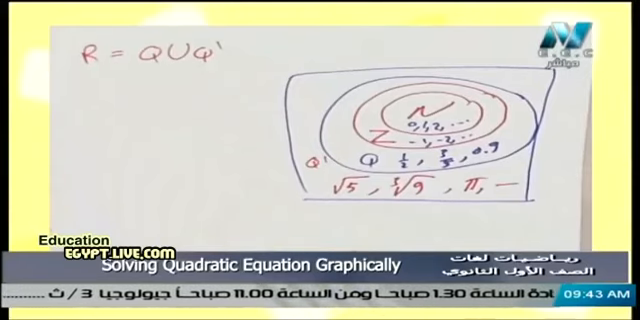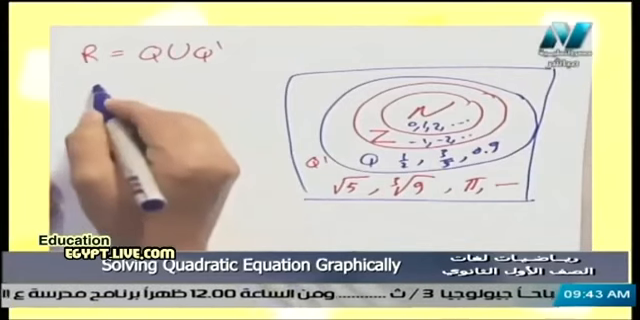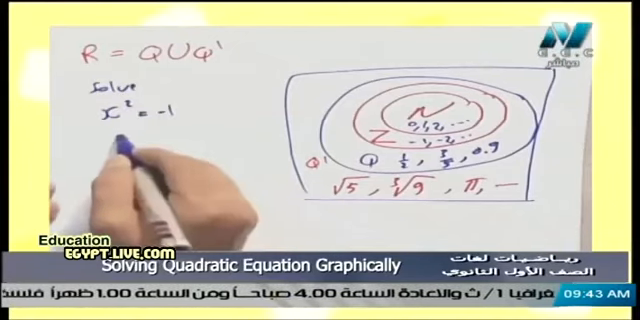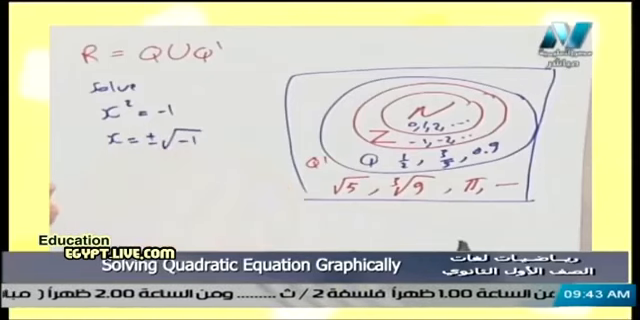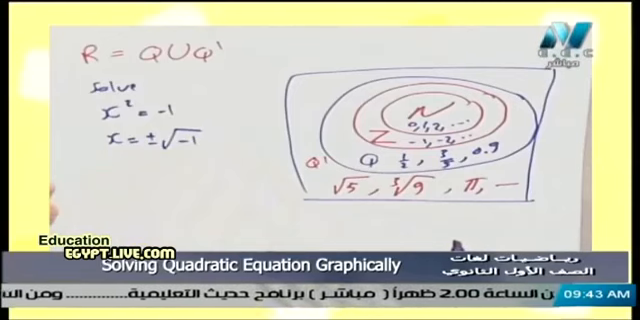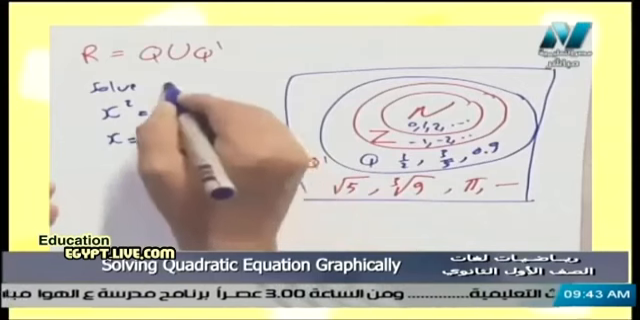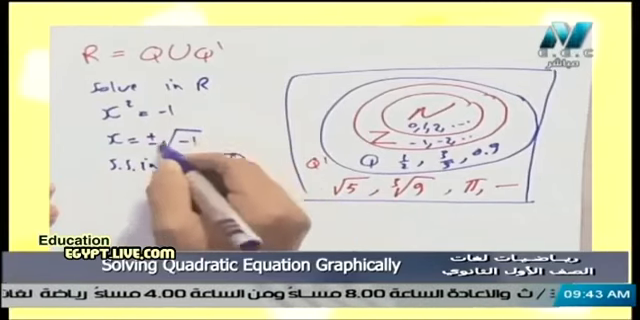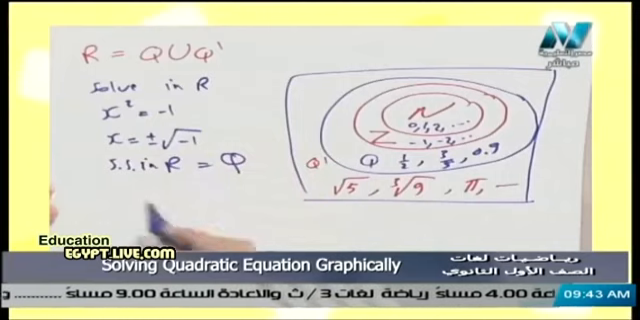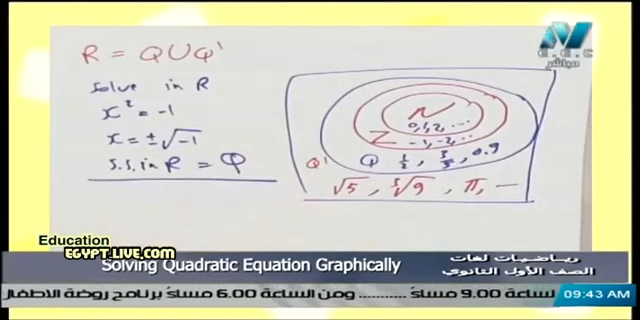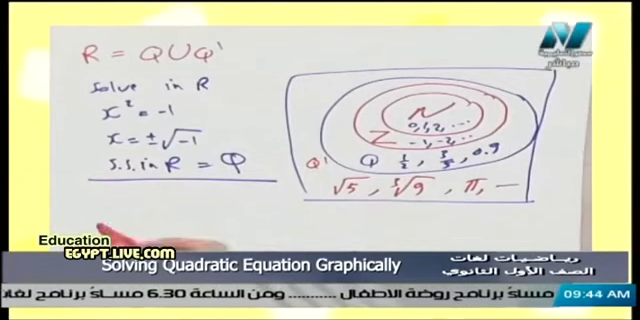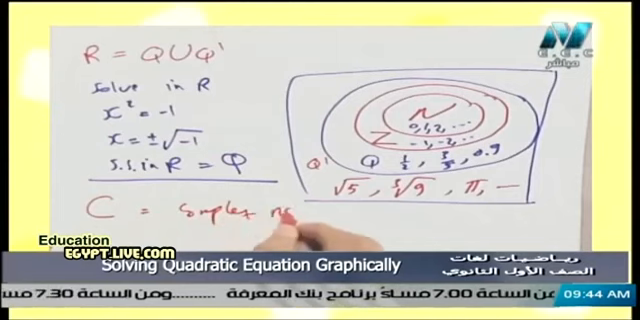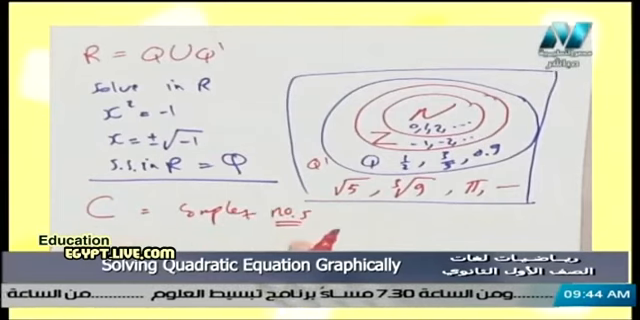If we have an example like that, if you are asked to solve this equation x power 2 equals -1, so x equals positive or negative square root of -1, you will find a big problem here solving in R. So the solution set in R here equals phi, because we don't have a real number equal to square root of -1, but we must extend to another set of numbers called C. C here is the set of complex numbers.